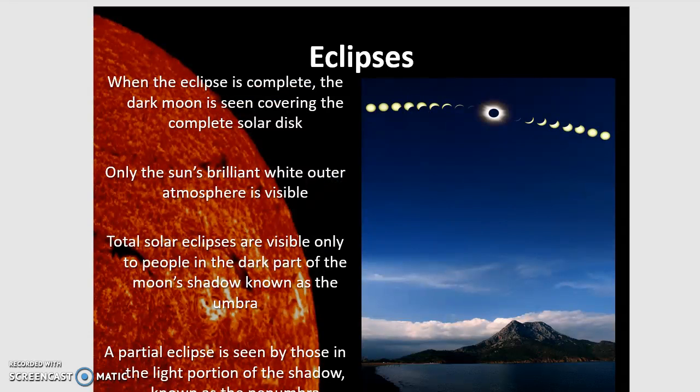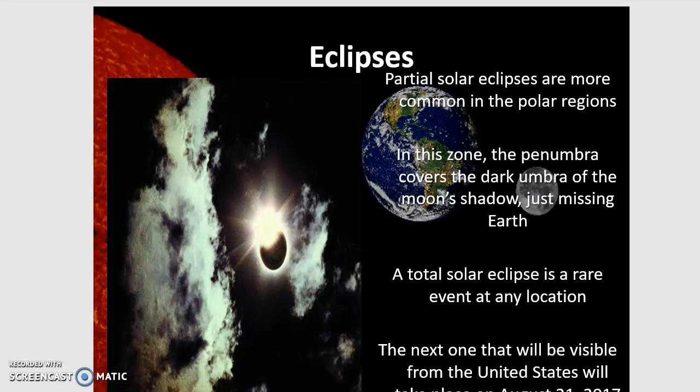Right? Some information about eclipses. Definitely make yourself aware of this.